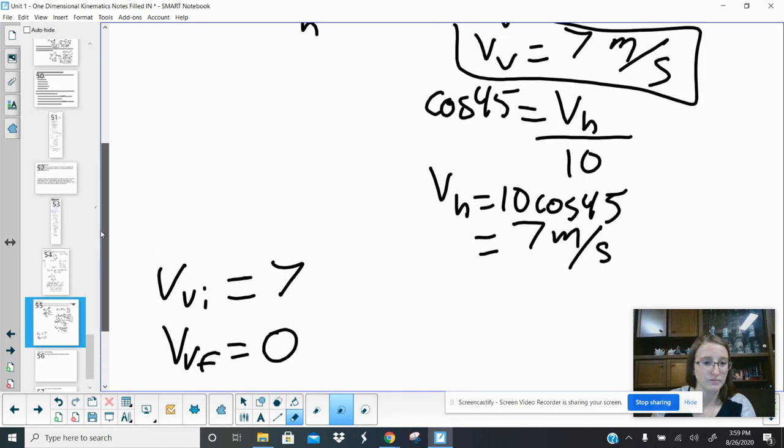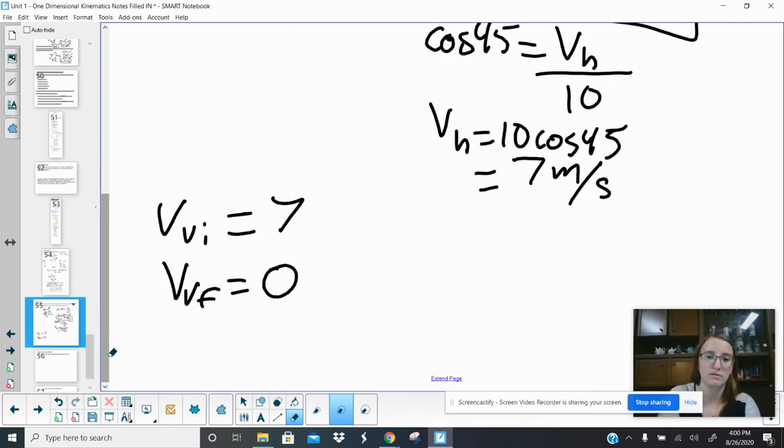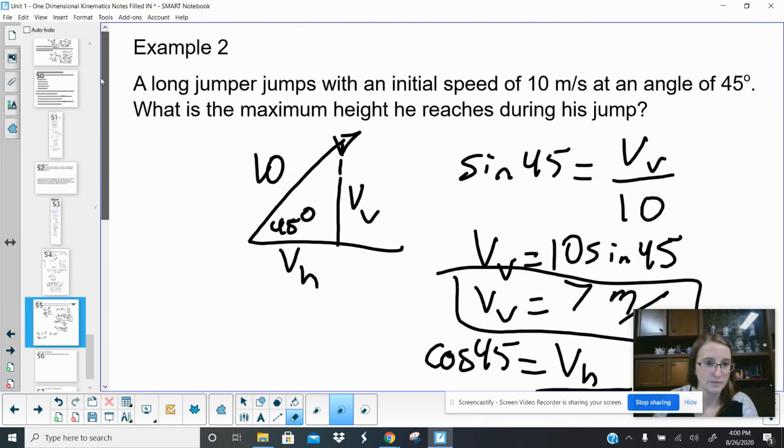Because again, there's that little bit of hang time, right? And because this is free fall, we know our acceleration. Throughout all of this, guys, you should know acceleration is gravity. Now, because he's jumping up, gravity is pulling him down. Therefore, gravity has to be negative. Now, it just asks what is the maximum height he reaches during his jump.